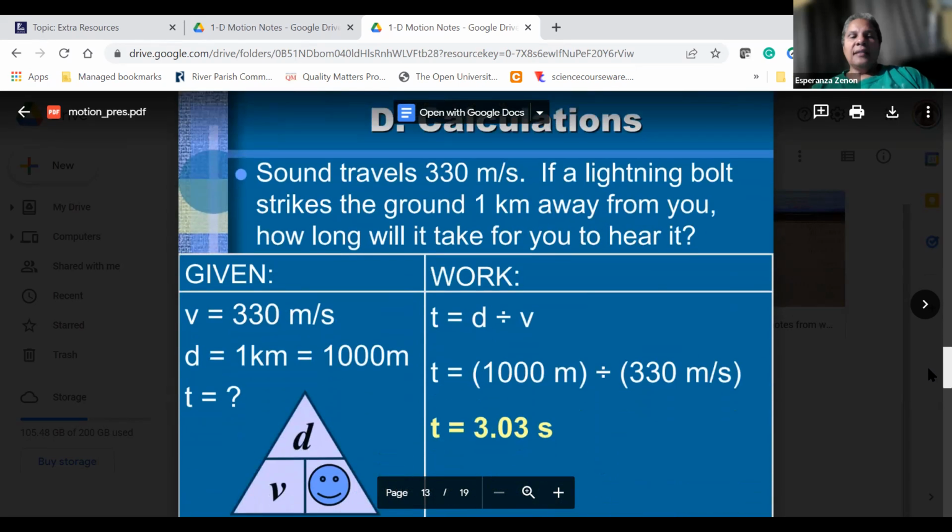Says here, sound travels 330 meters per second. If a lightning bolt strikes the ground 1 kilometer away from you, how long will it take for you to hear it? Let me ask you a question. What are they asking me to find when they say, how long will it take? Are they asking me for a distance or what? Time. Correct. They're asking me for time, right?